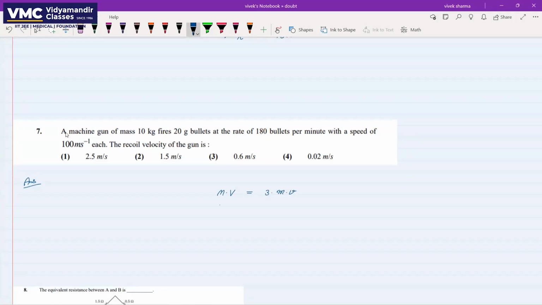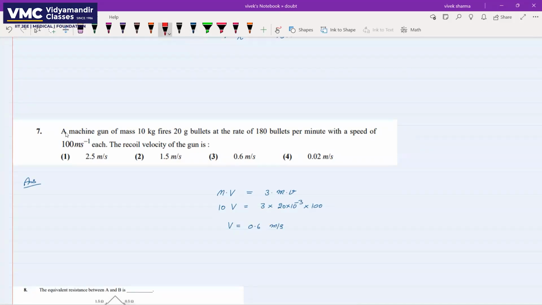Capital M it is 10 into V that is equal to 3 and small m it is 20 into 10 raised to the power minus 3 and into velocity of bullet it is 100. So from here we can calculate velocity V as 0.6 meter per second. So this is the velocity 0.6 meter per second after 1 second.